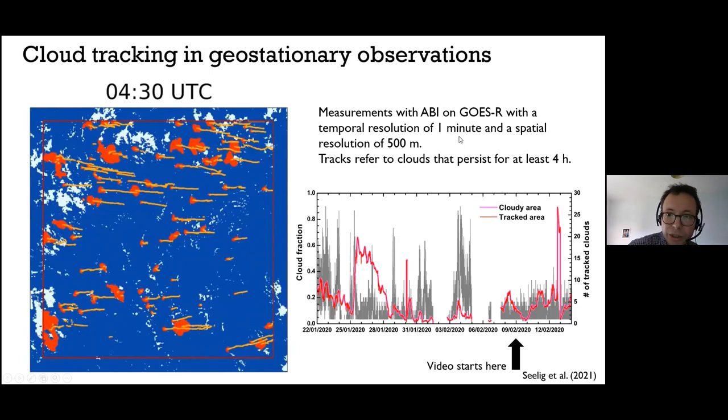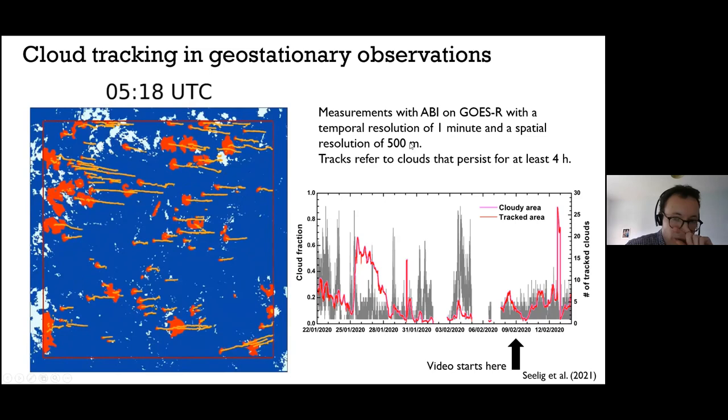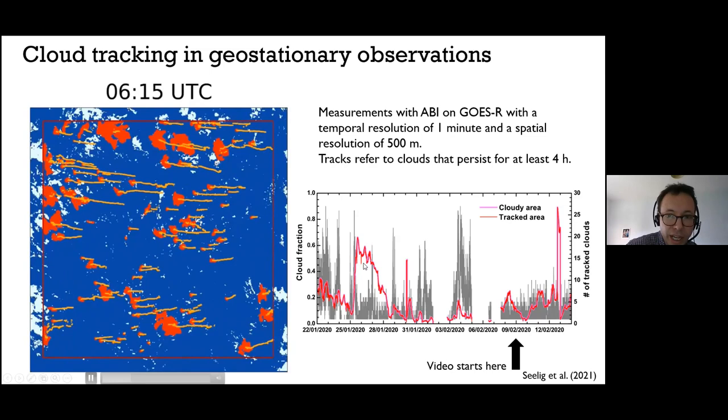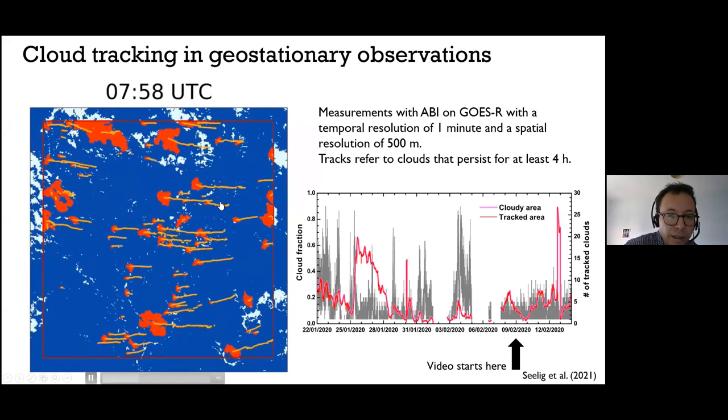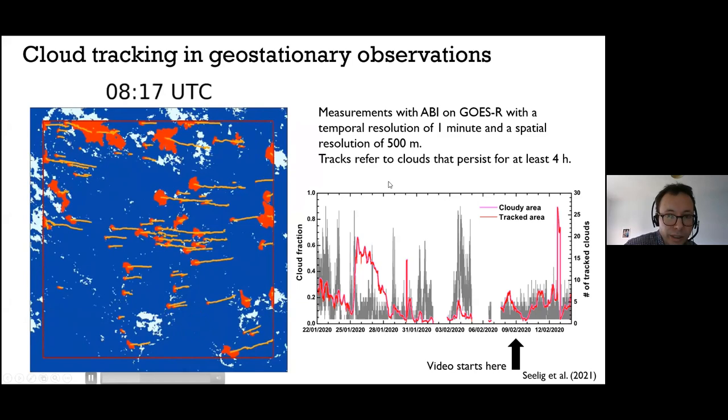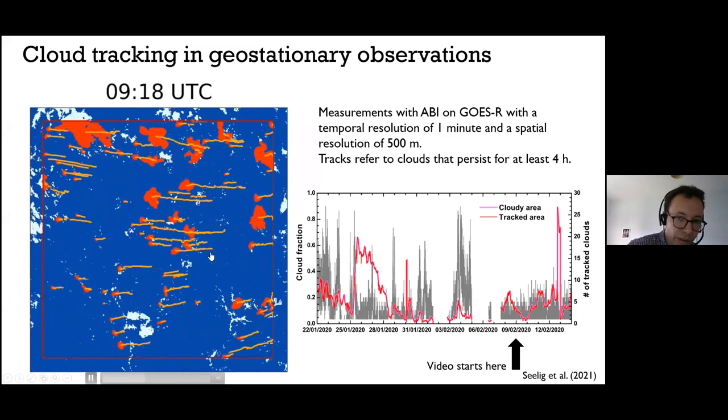And this has a much higher temporal and spatial resolution compared to what we have used in this paper that we published last year. And here we can see that we can basically track all the clouds we can see in this region where the observations are performed. In this movie, only those clouds that persist for longer than 4 hours are shown. So also actually those smaller clouds, they are tracked as well.